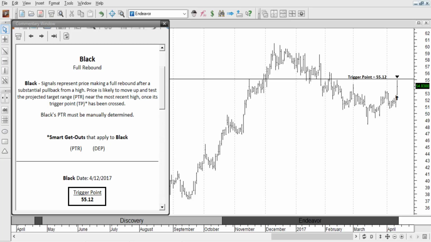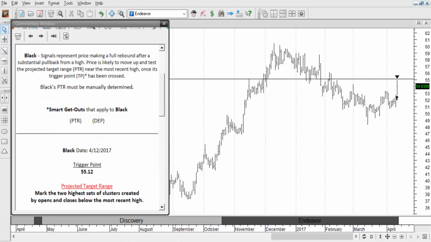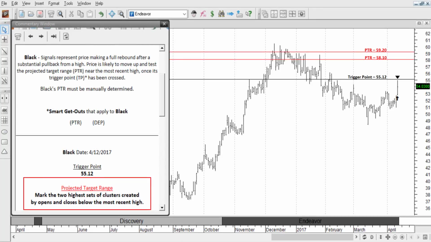Well, let's start with the fact that price isn't going to move up to hit these outlier bars. Instead, it's more likely to hit our projected target range, as we described in the definition of black. So, to identify a range, all we have to do is follow the instructions and mark the two highest sets of clusters created by opens and closes below the most recent high, which I'll do with two red lines. Our top range is 59.20 and our bottom range is 58.10.